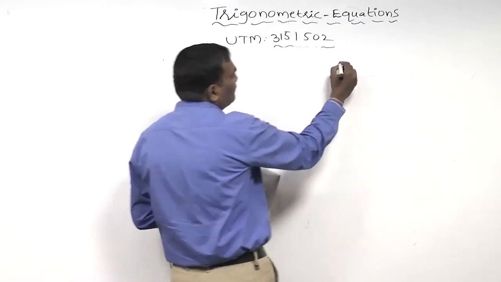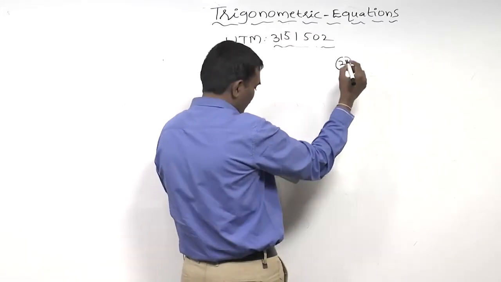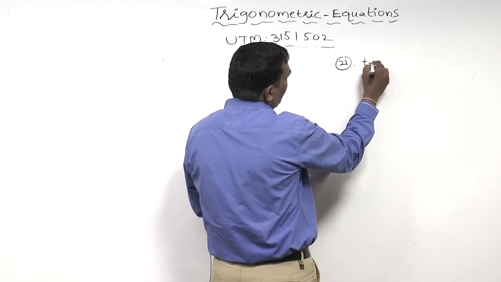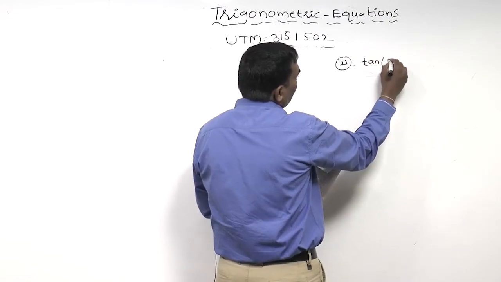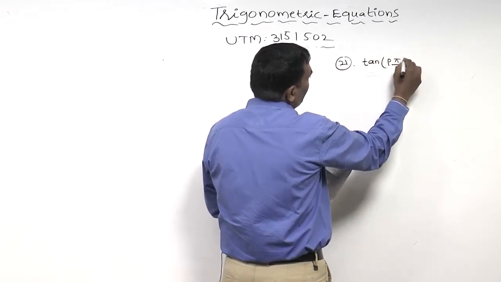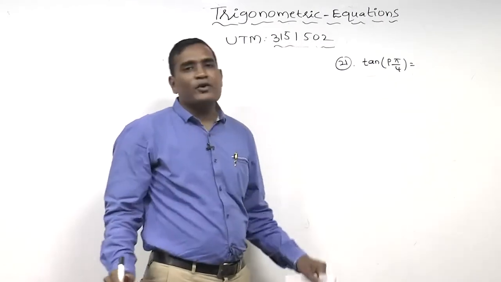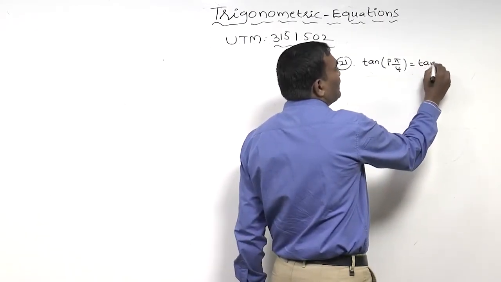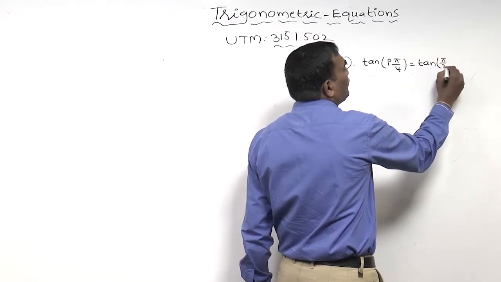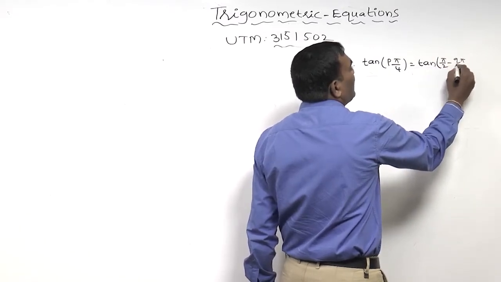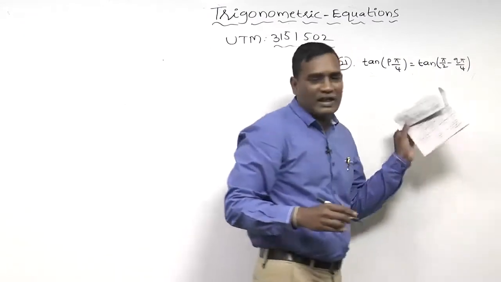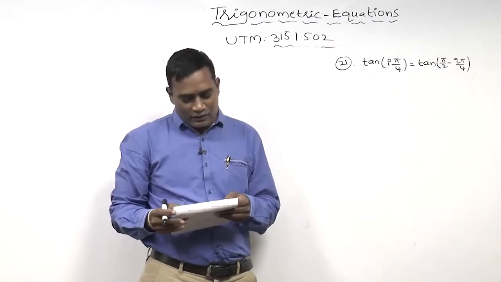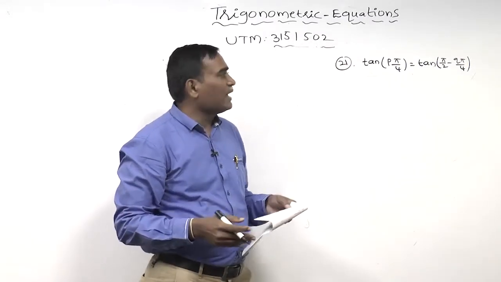Here I am writing tan P pi by 4, write as it is, no problem. Next, cot Q pi by 4 is there. Write cot theta in terms of tan: tan of pi by 2 minus Q pi by 4, over. Tan theta on both sides. So tan theta is equal to tan alpha.